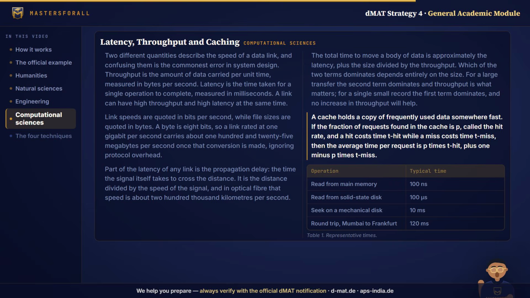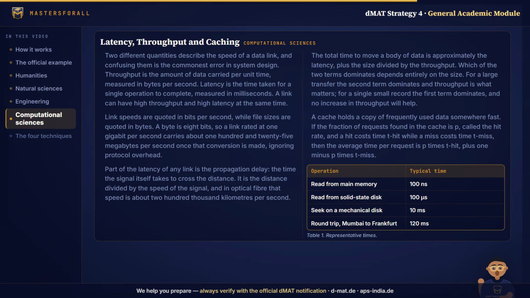Paragraph 5 gives the cache, hit rate P, and the average is P times the hit cost plus 1 minus P times the miss cost. Then the table, memory 100 nanoseconds, solid state disk 100 microseconds, a disk seek 10 milliseconds, Mumbai to Frankfurt and back 120 milliseconds. Spend 3 seconds on that table because it is a size chart. Top to bottom is a factor of about a million. A free sanity check before a question is even asked.